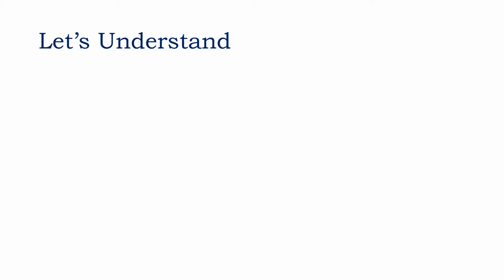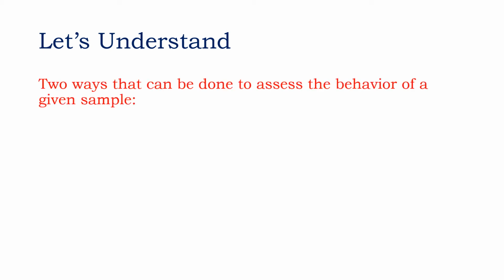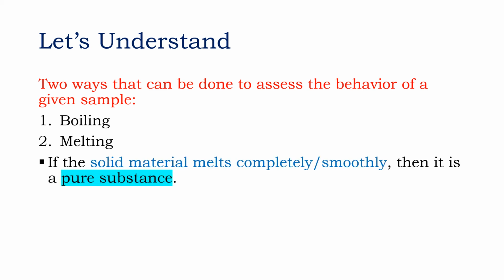So, there are two ways that can be done to assess the behavior of a given sample. So, sa pamamagitan po ng boiling and melting. Okay? So, unknown samples can be in the form of a solid or liquid. So we need to choose what we are going to perform, boiling ba or melting. So it depends on the materials, kung ano po yung given material. An unknown solid material can be identified whether it is a substance or a mixture by determining its melting behavior. So kung solid yung material, melting behavior po yung ating pagbabatayan.